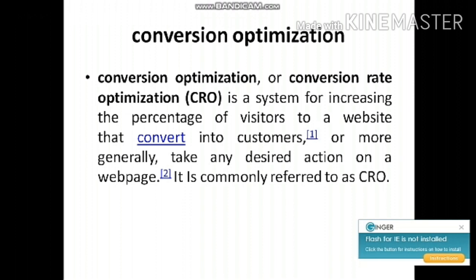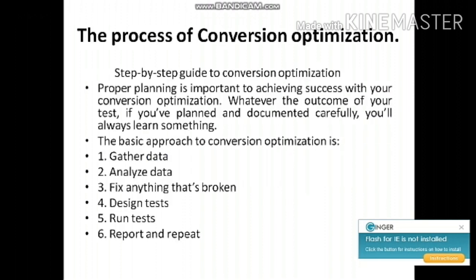It has so many steps. The process of conversion optimization is a step by step guide, including 6 steps. First one is gather data, next analyze data, fix anything that is broken, design test, run test, report and repeat.